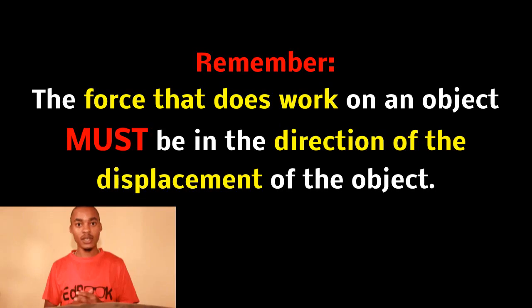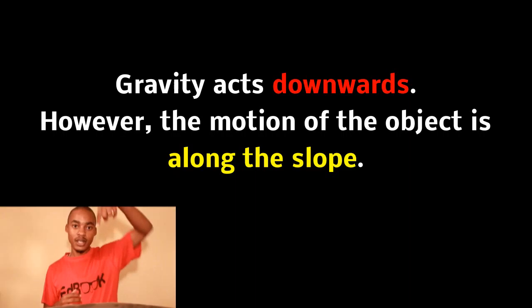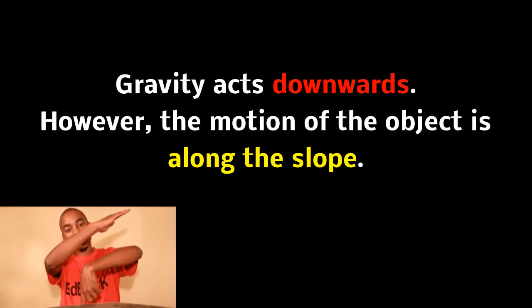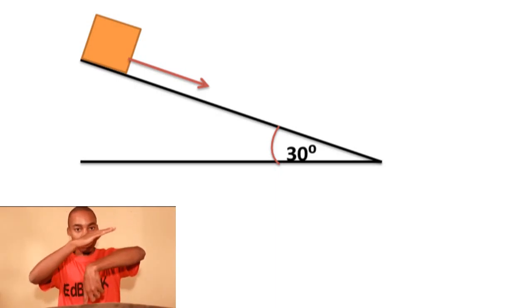Now, because of our definition of work, the force applied must be in the same direction as the displacement of the object. If you consider gravity, gravity is acting downwards. However, the motion of the object is along the inclined surface.